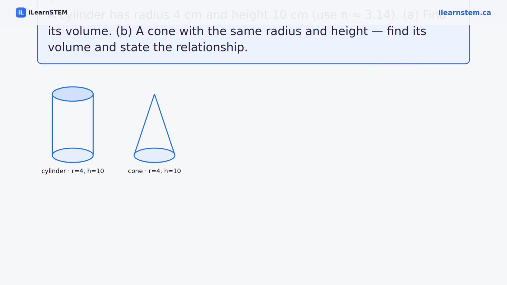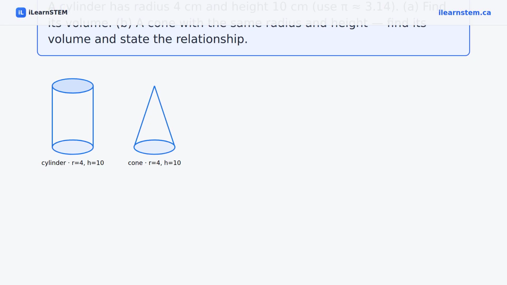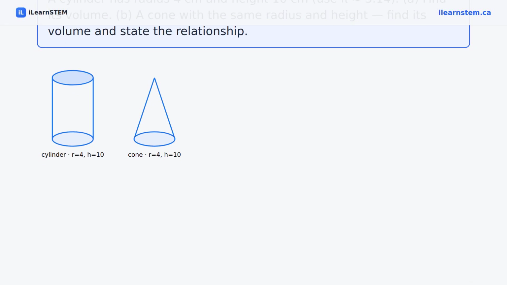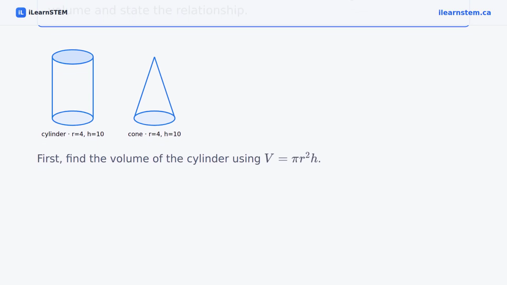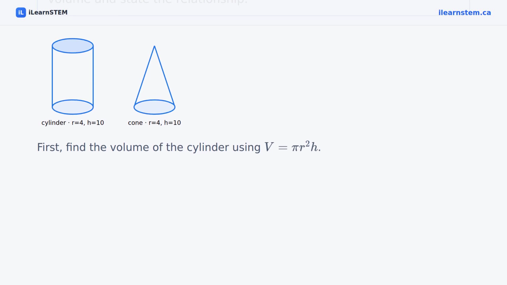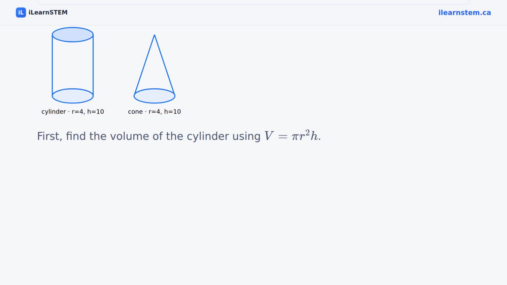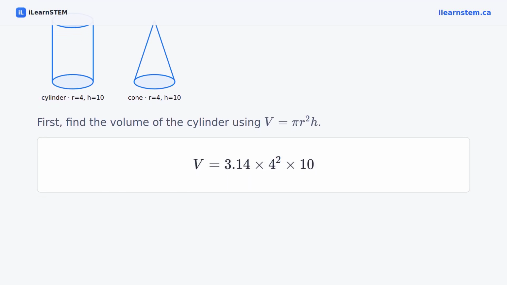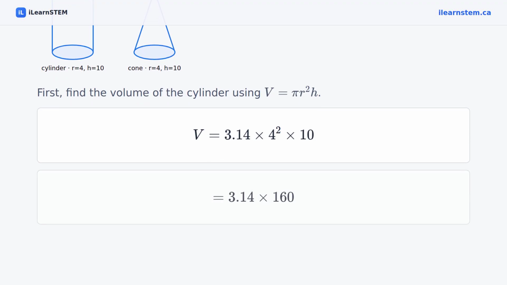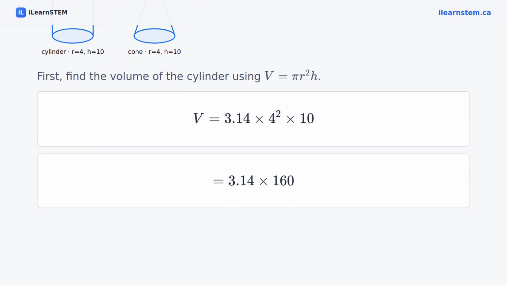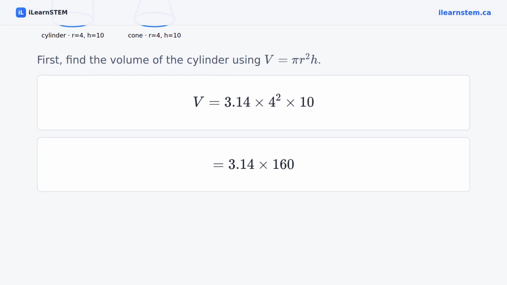Here are diagrams of the cylinder and the cone, each with radius 4 centimeters and height 10 centimeters. First, find the volume of the cylinder using the formula V equals pi r squared h. Plug in pi equals 3.14, radius 4, and height 10. 4 squared is 16, times 10 gives 160.